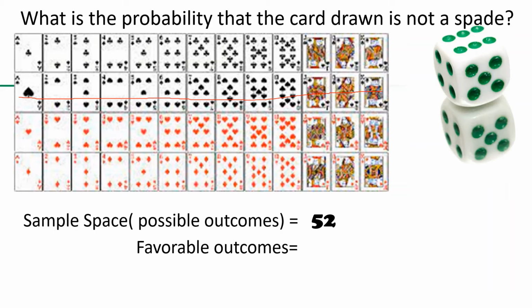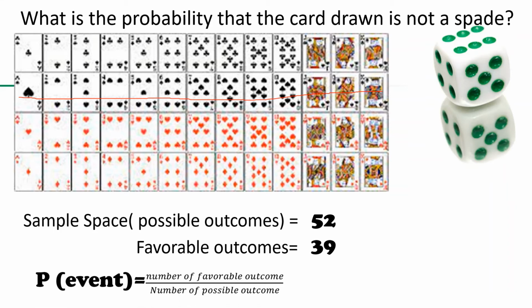Okay, so meron tayong 13 na flower, 13 hearts, and meron tayong 13 diamonds. So, we have now, for the favorable outcomes, we have 39. Okay, so using our formula, probability of event is equal to the number of favorable outcomes over the number of possible outcomes. So the probability of getting not a spade is equal to 39 over 52, or in reduced form, we have 3/4.